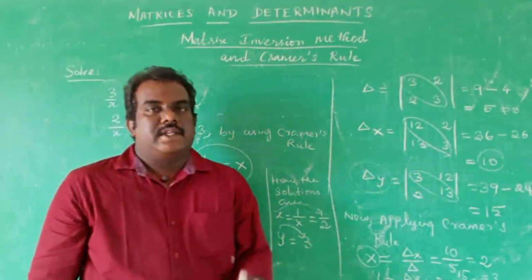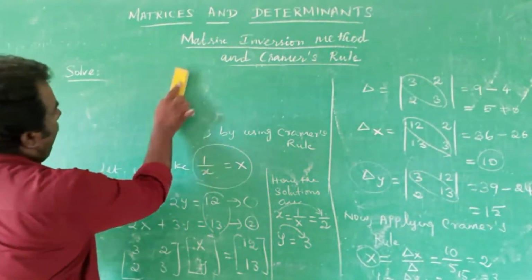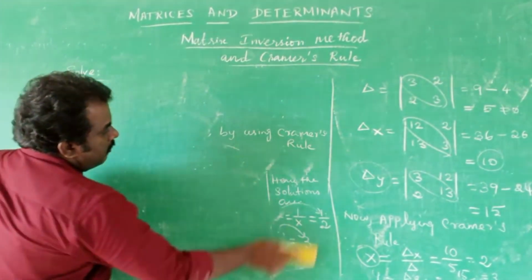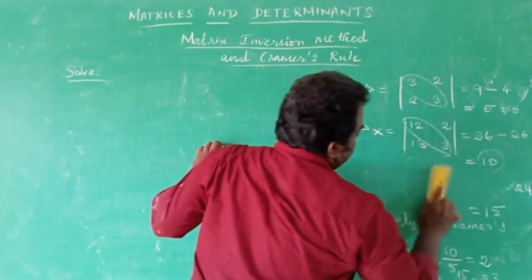Next we can go for the 3 by 3 matrix. Solve the system of linear equations by using Cramer's rule in a 3 by 3 matrix.